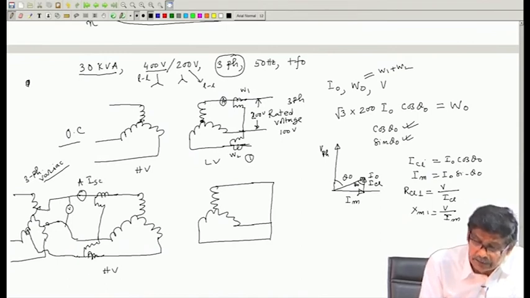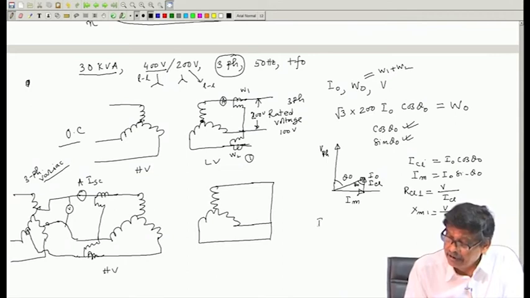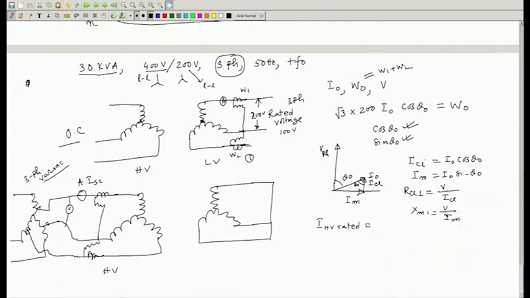How much voltage should I apply so that rated current flows? What is the rated current on the HV side, IHV rated? It will be 30,000 VA, that is 30 kVA, by root 3 into 400, approximately how much will it come? 43 ampere, say 43 ampere.